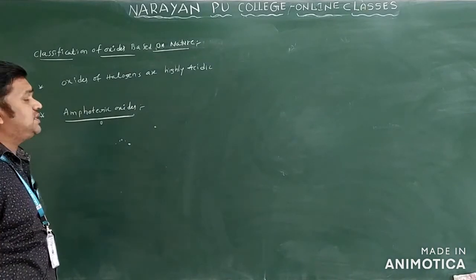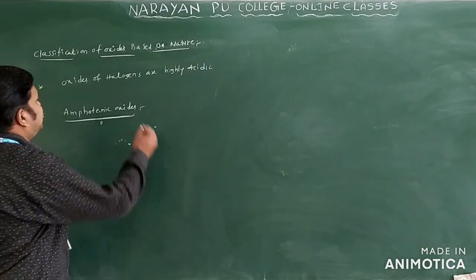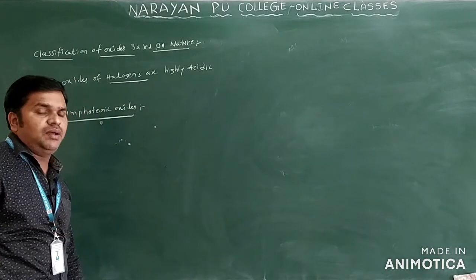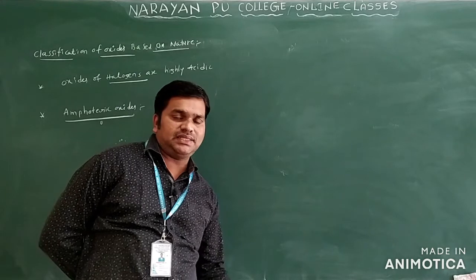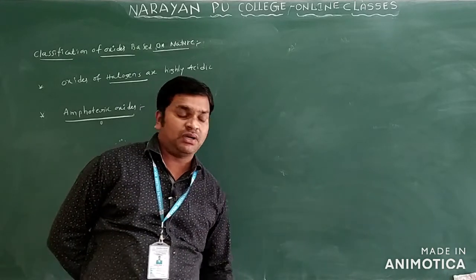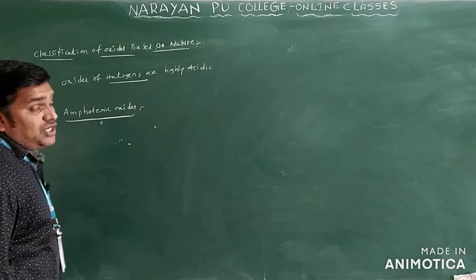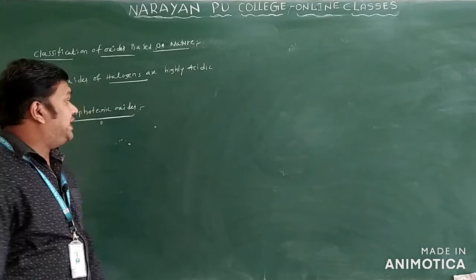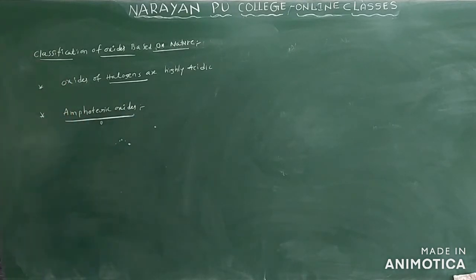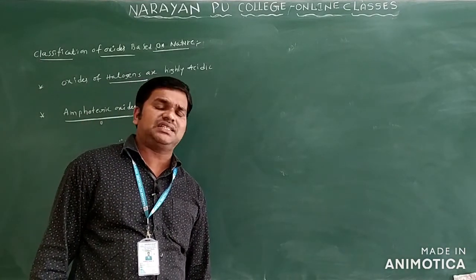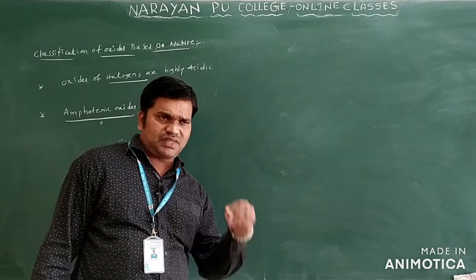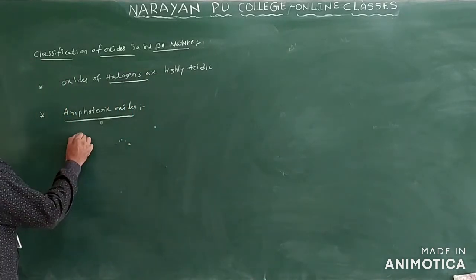The next point: oxides of halogens are highly acidic in nature only. If any oxide is there with a halogen, it is highly acidic. The last example, perchloric acid, is an oxide of halogen, and it is strongly acidic only. Next, the amphoteric oxides. Amphoteric oxide means the element shows both acidic and basic nature. Amphoteric oxides react with both acids and bases only.